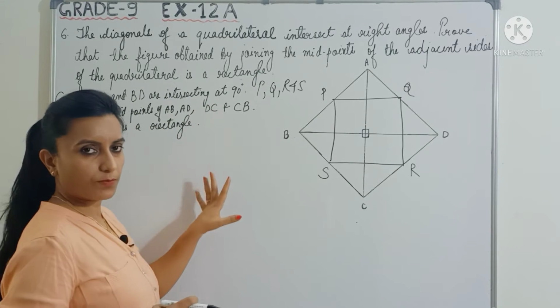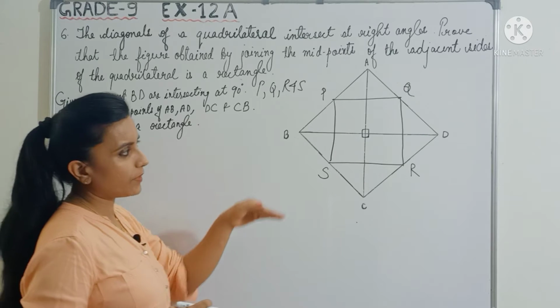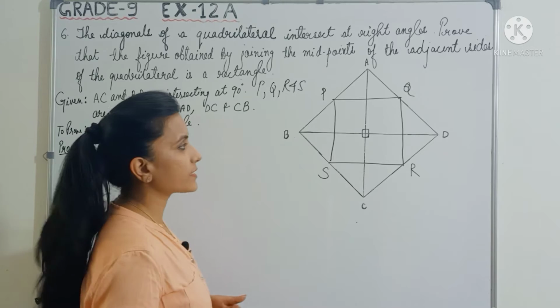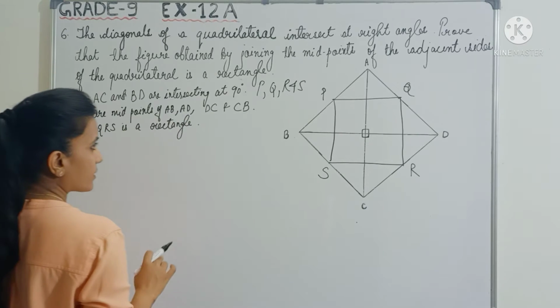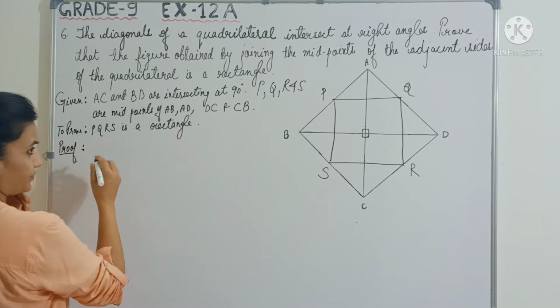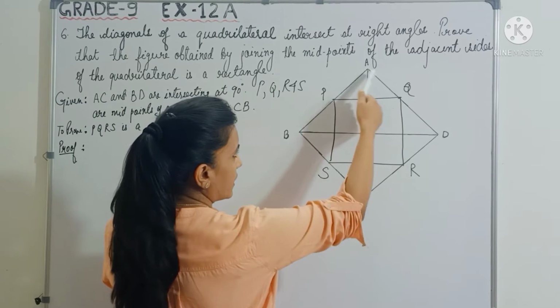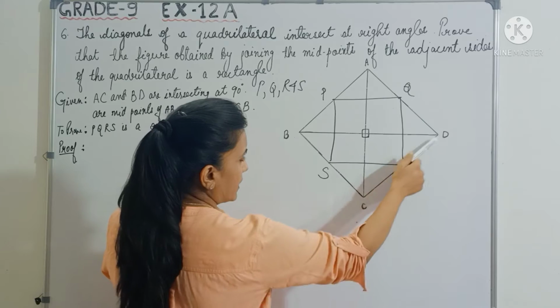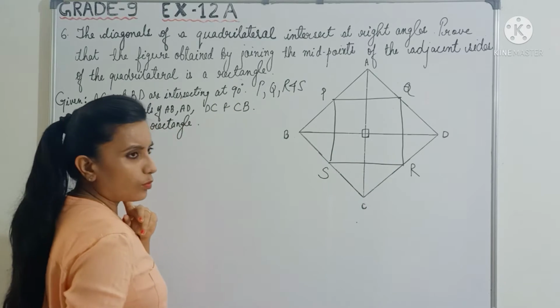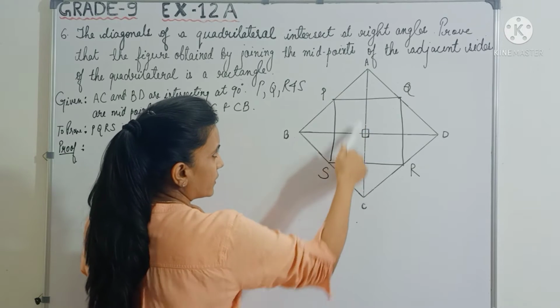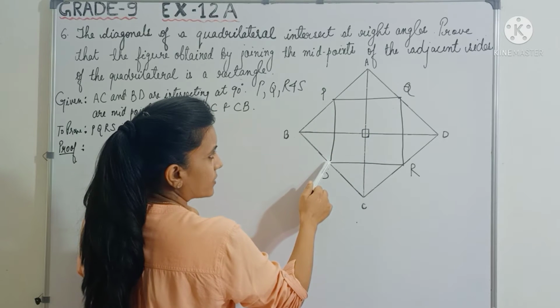So let's write down this much, and then we'll show that in that parallelogram any one corner angle is 90 degrees. First write this much. Here I have taken triangle ABD and BCD, these two triangles. If you want, you can take triangle ABC also, because in this triangle also P and S are the midpoints.